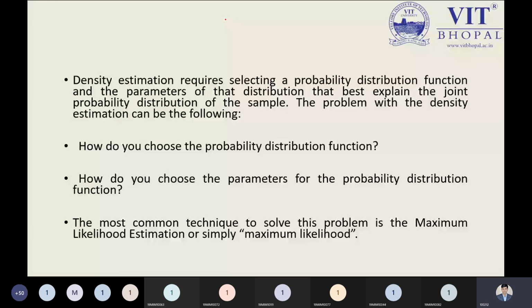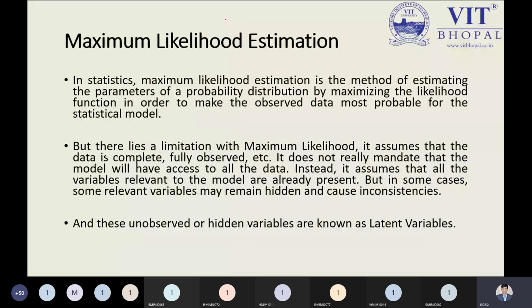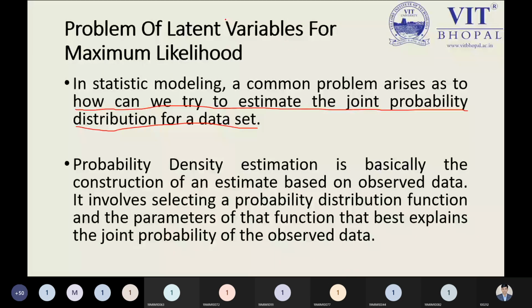Okay. So now let us understand the maximum likelihood estimation. Before telling everyone, tell me, is the concept clear? What is the problem of the latent variable? Is this term clear? So maximum likelihood will be applicable.